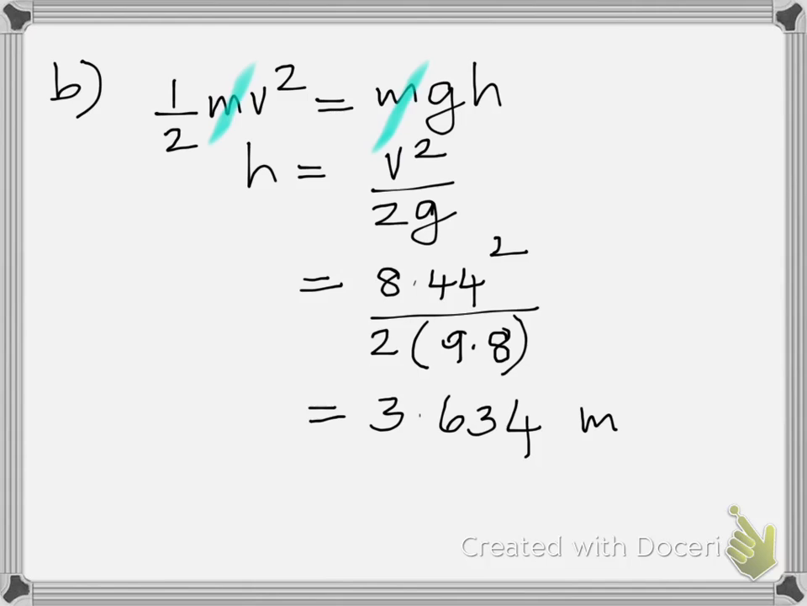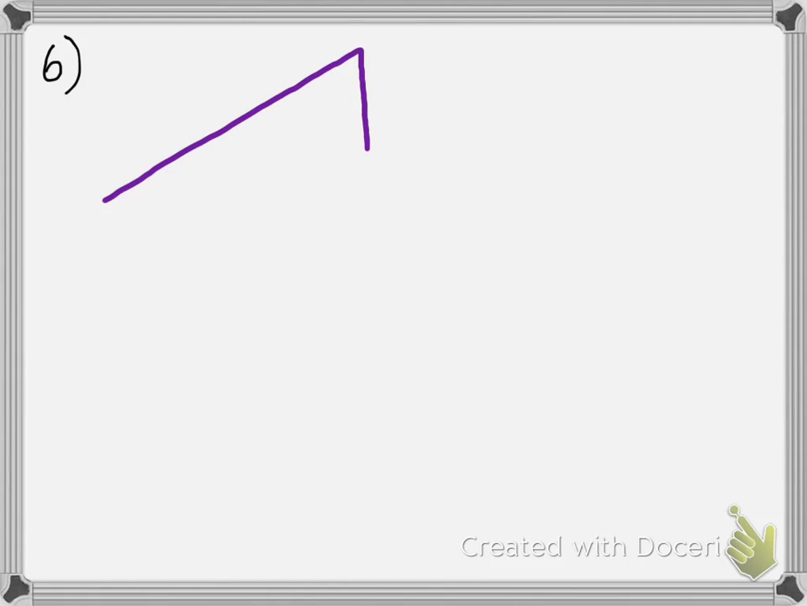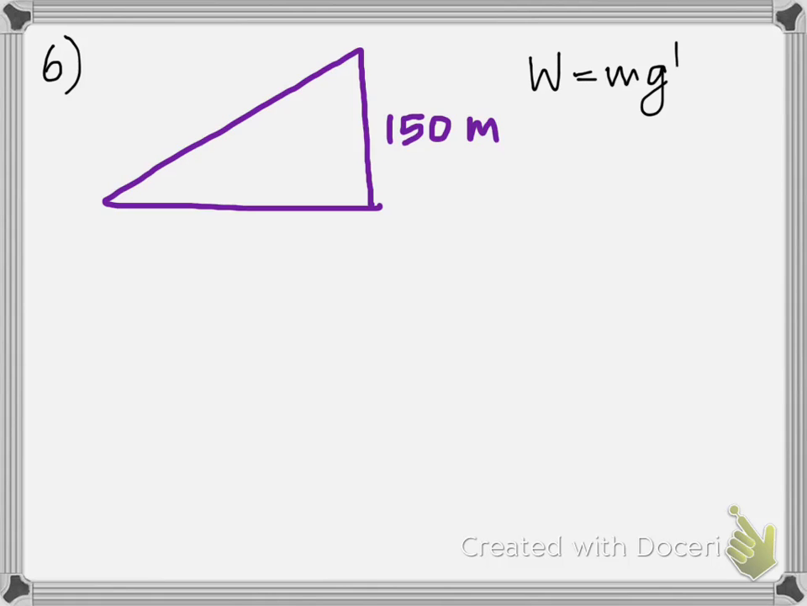Okay, this guy is going up a 7.8 degree incline. It's 150 meters in height, isn't it? And you're asked to find the work against gravity. What's the formula? MGH. All you have to do is 75 times 9.8 times 150 and you get the answer.